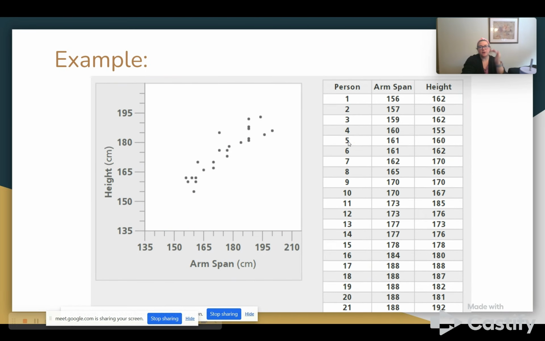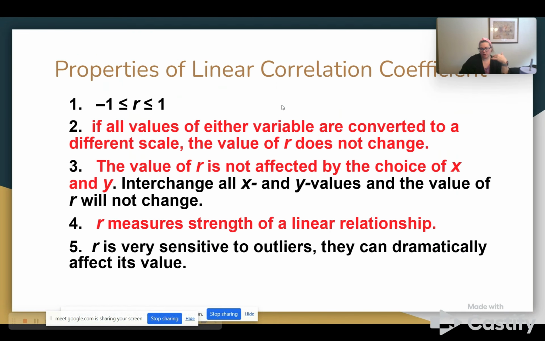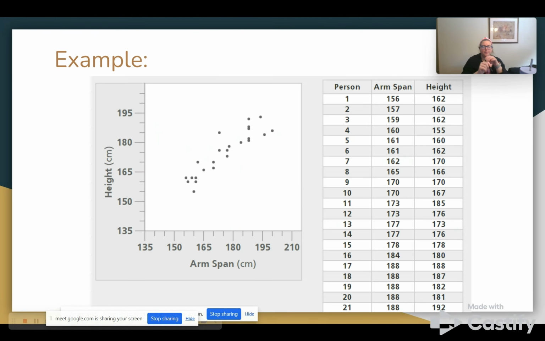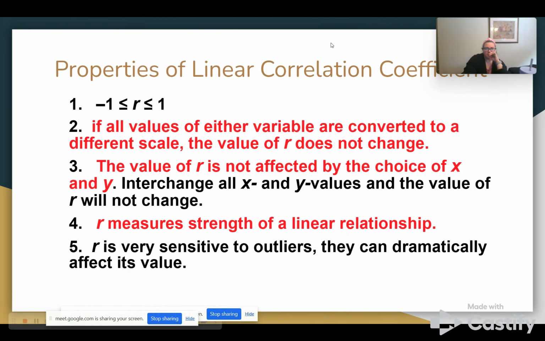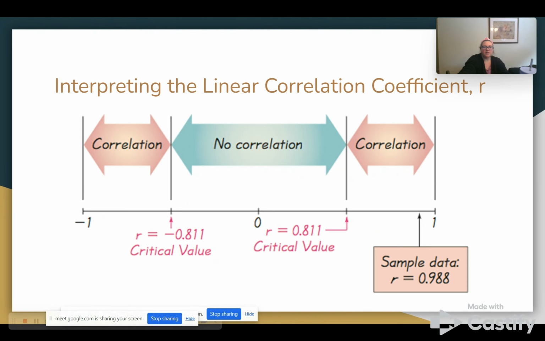Positive. You can tell because from left to right, it is going upward. I have my pen connected, but it's fine. All right, so properties of linear correlation. I'm not going to read all this. It's all the stuff I already have said.